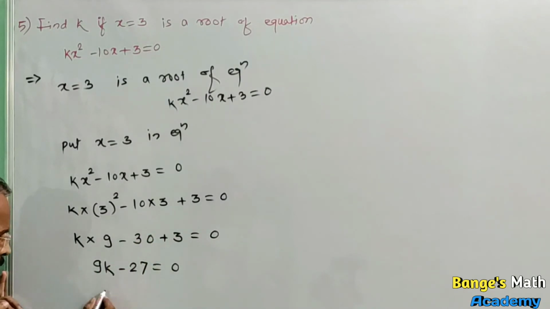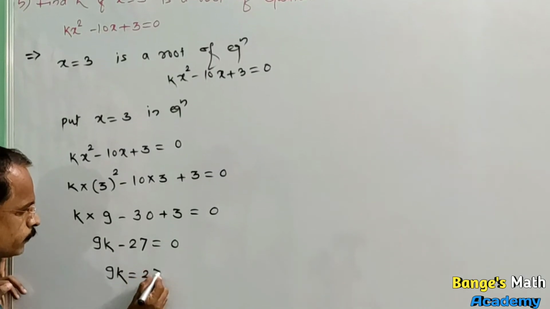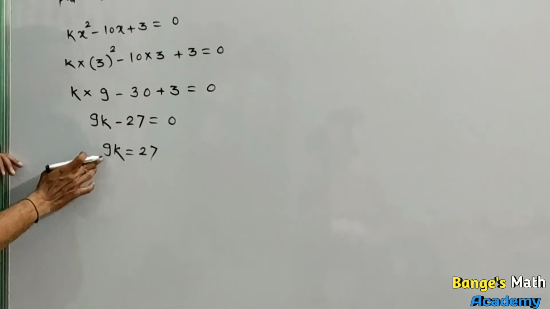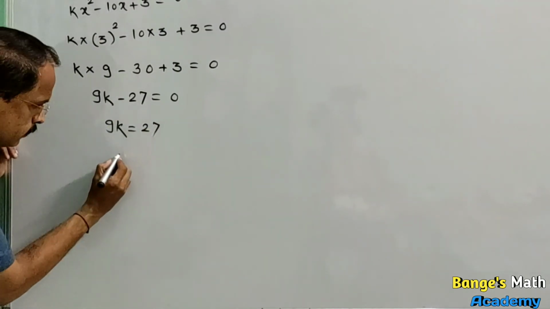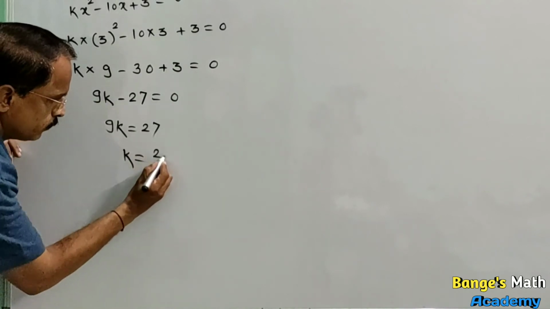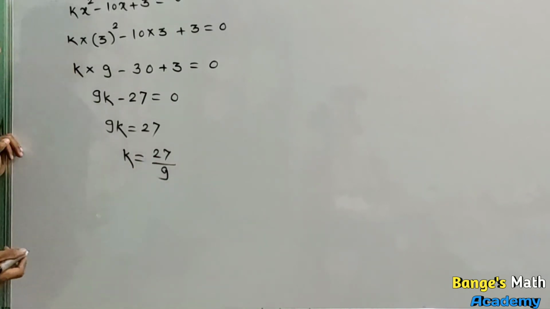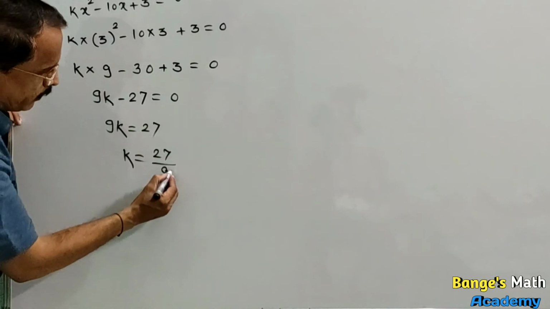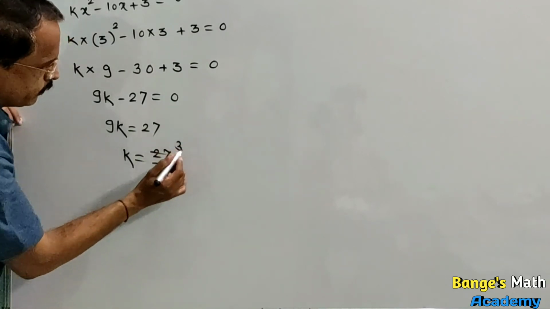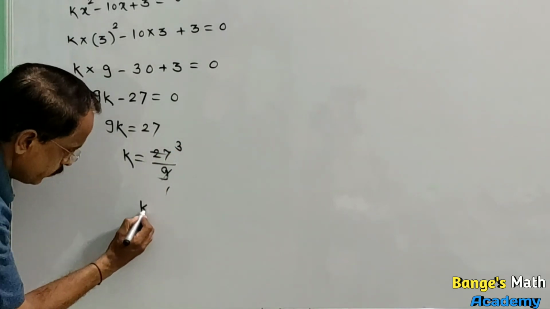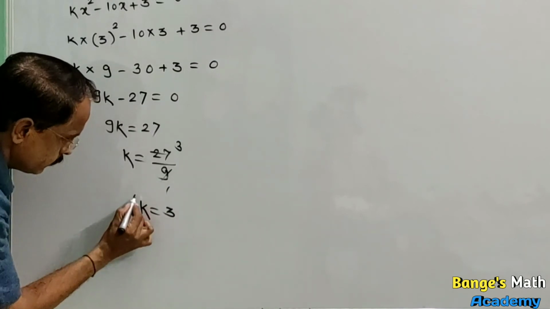Transfer minus 27 to RHS. 9k is equal to 27. Then transfer 9 to RHS. k is equal to 27 upon 9. By cancelling, 9 1s are 9, 9 3s are 27. So we get the value of k is 3.